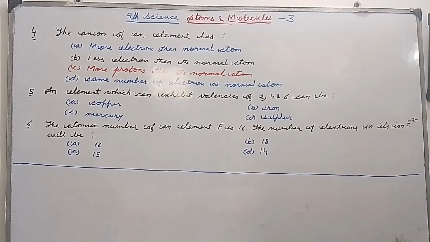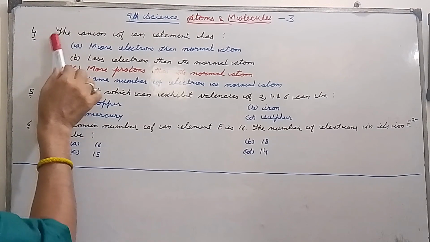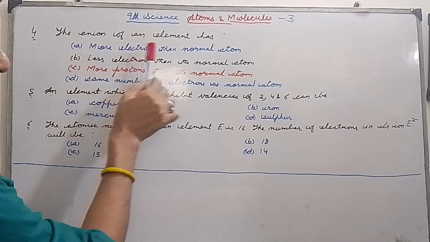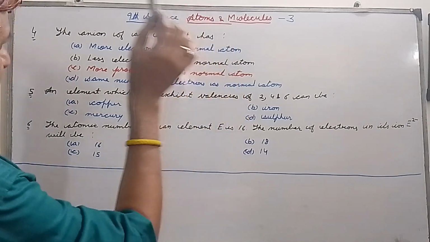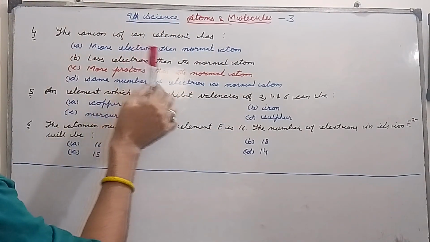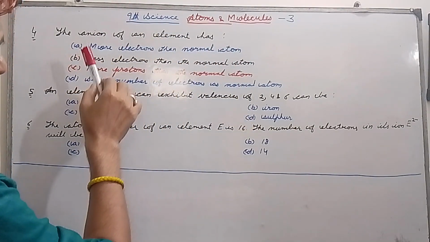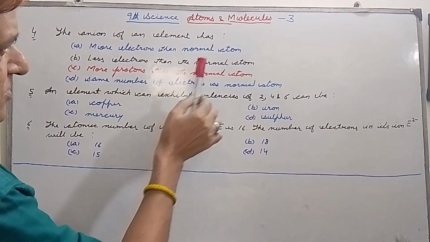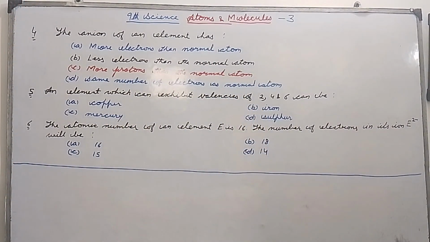Now my dear students, we have next question, question number 4. The anion of an element has: A, more electrons than normal atom; B, less electrons than the normal atom; C, more protons than the normal atom; D, same number of electrons as normal atom. So my dear students, always remember that an anion always has more electrons than the normal atom. So first option is correct.